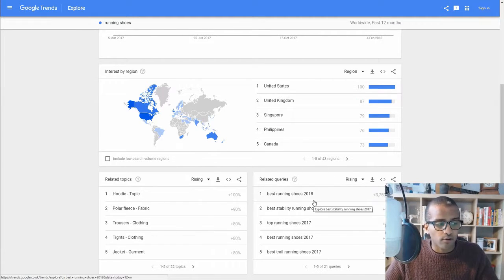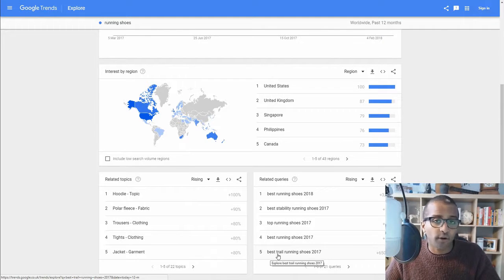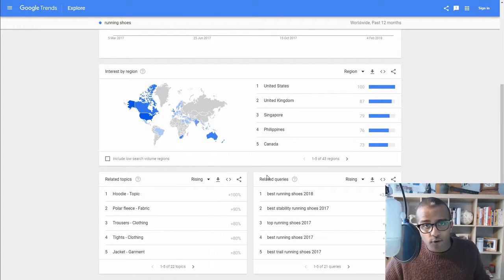And in this situation, you can see that it's all about the best running shoes, but also best stability running shoes, and you can see the top running shoes, and also best trail running shoes as well. And that's something for you to jump on board if it's related to you. And it's also a place for you to look at your own topic, your own industry, and what other related queries you can look at that is trending right now.